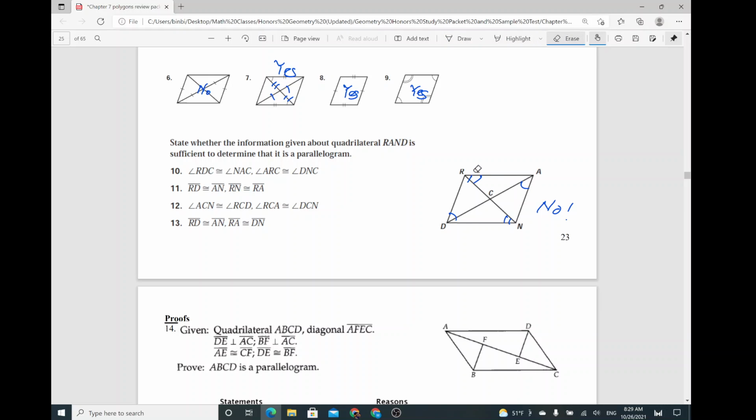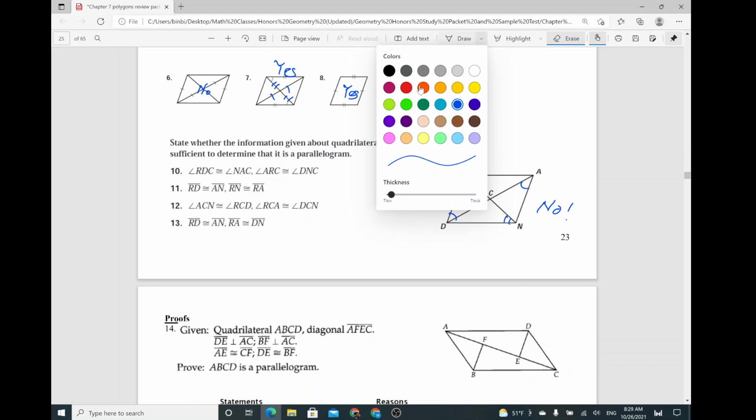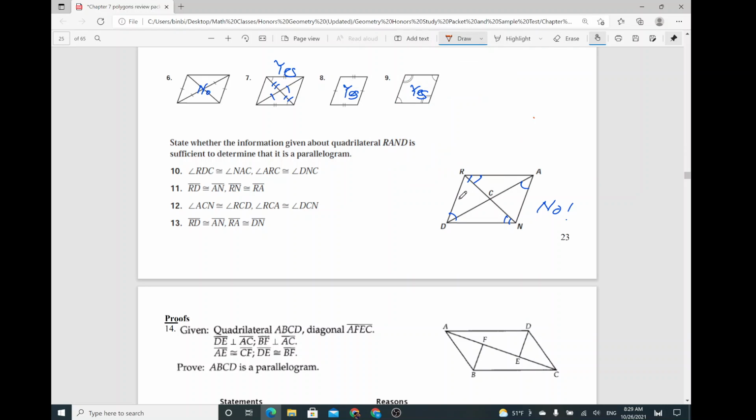Okay, what about number 11? This one is showing that RD... let me use a different color here. Showing that RD is congruent to AN, and RN is congruent to RA.